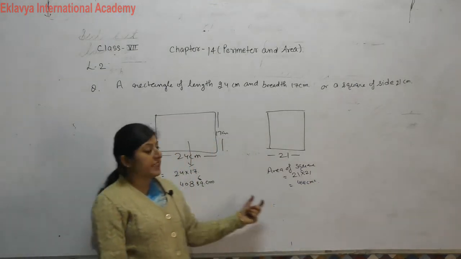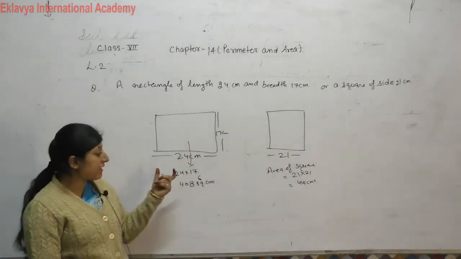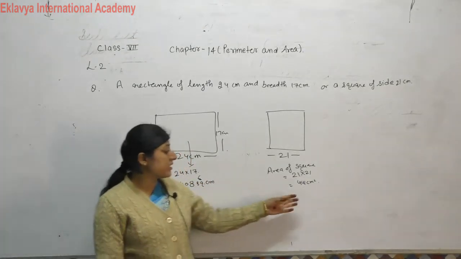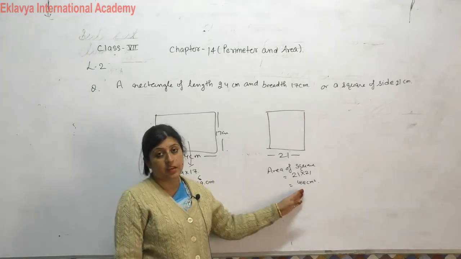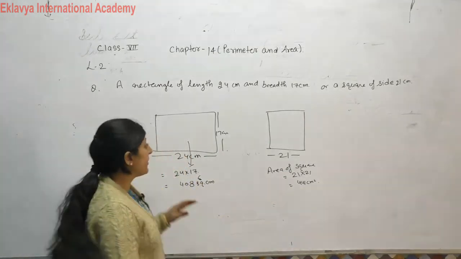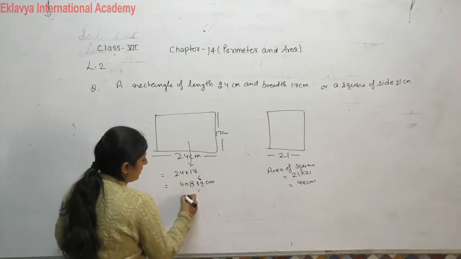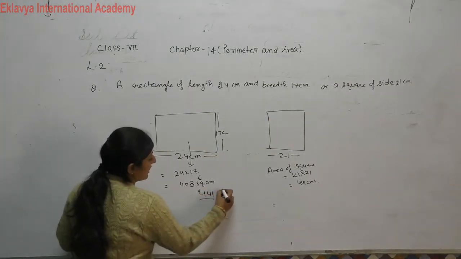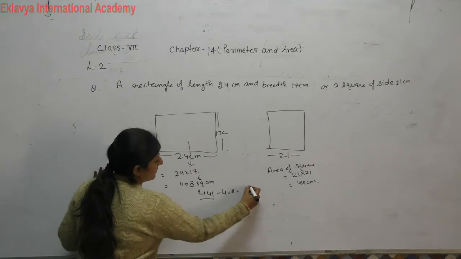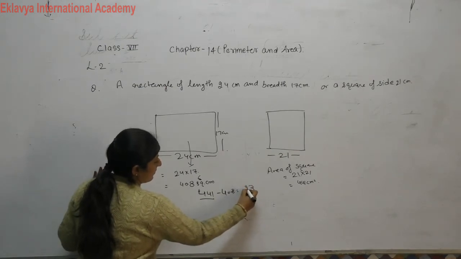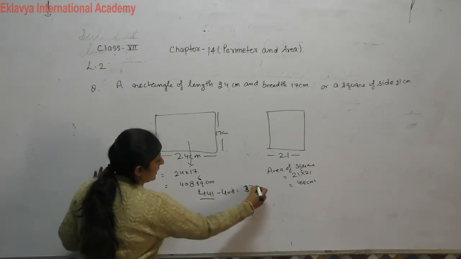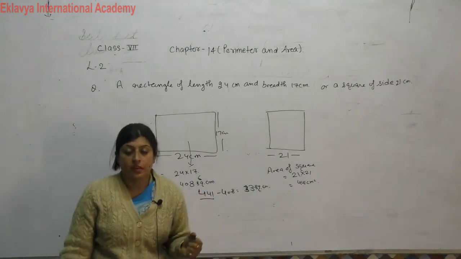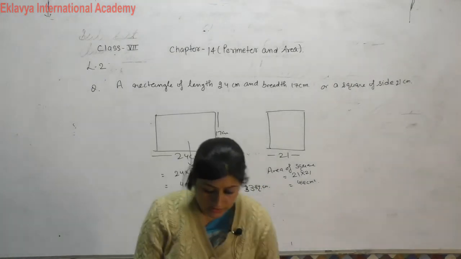Then which one area is larger? Rectangle area larger or square area larger? Obviously we can see the square area is larger. By how much? It means what we can do is subtract larger area minus smaller area. 33 square centimeter. Okay, now see the next.